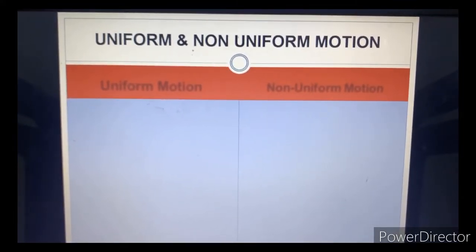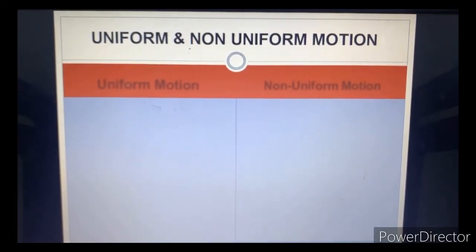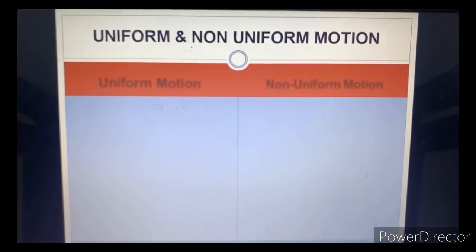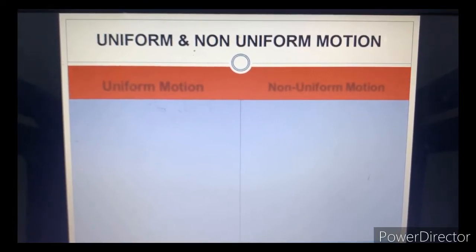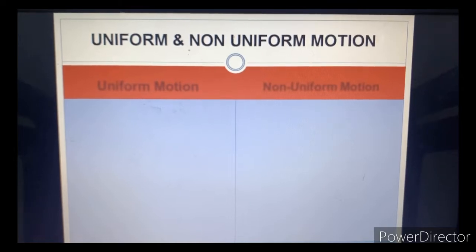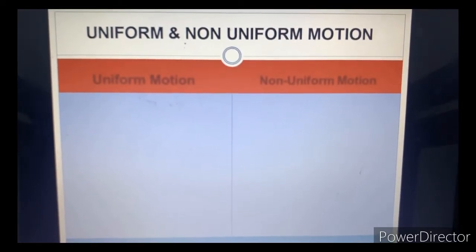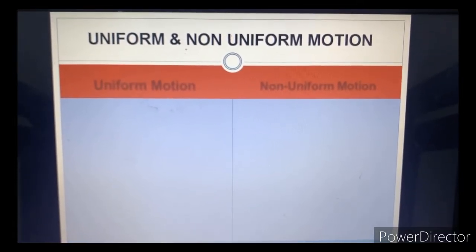Before starting this topic, as you all know, motion you have already defined. What do you mean by uniform motion now? Uniform, as you all know, means the same, or you can say it is constant. So how will you define uniform motion? Let us see.